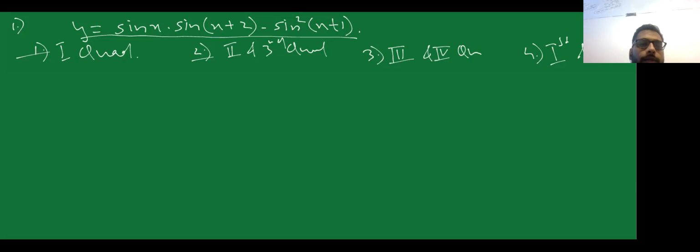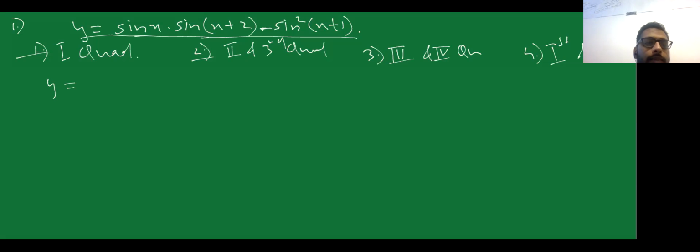Okay, so let's simplify. y is equal to sin x into sin of (x plus 2) minus sin square of (x plus 1). Which formulas can we use? Sin x into sin of (x plus 2). If it was just sin of (x plus 2), I could use my sin (a plus b) formula and expand. But I have multiplication here, sin x into this. So it looks like the 2 sin a sin b format, so I will use that formula.